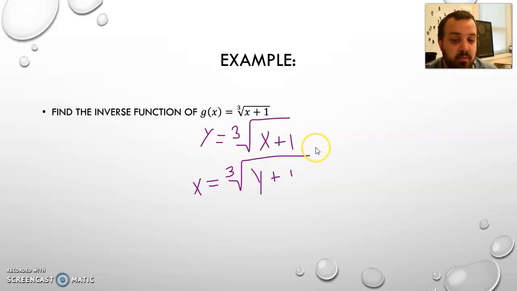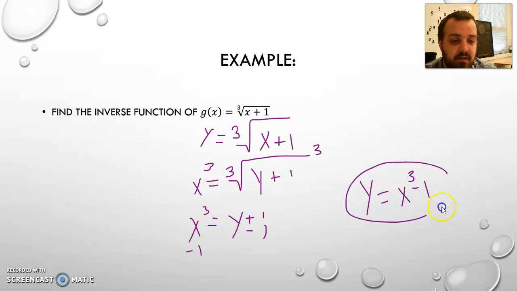So to get rid of this cube root, I'm going to cube both sides. I get that x cubed equals y plus 1. Subtract 1 from each side. I get that y equals x cubed minus 1. So this would be the inverse function right there for g.